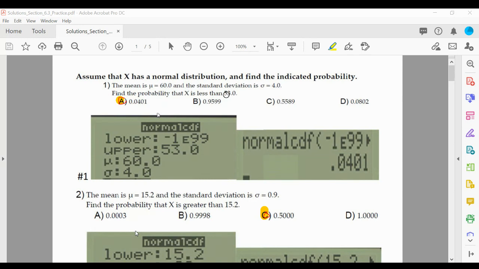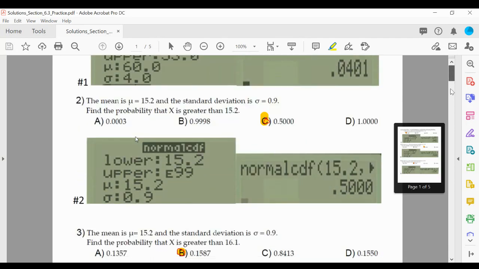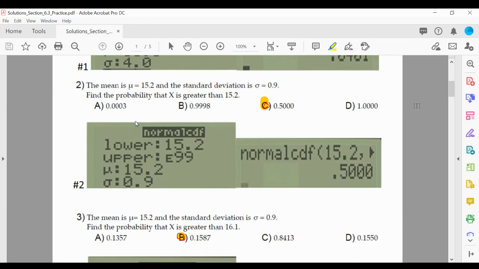Now recall, if you're using an 83, or an 84 that behaves like an 83, you go to second function DISTR, you come down to normalcdf, the normal cumulative distribution function. It just prompts you, but you have to put the numbers in the correct order: lower limit first, comma, upper limit second, mean and standard deviation. So doing it with the calculator, you see the answer 0.0401, spot on. Some of these are going to be spot on, but you're going to find occasionally some that have some discrepancy.